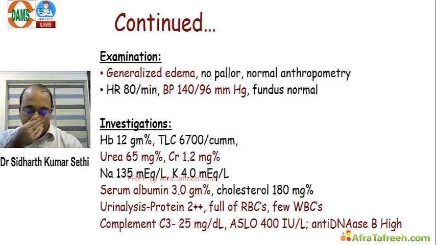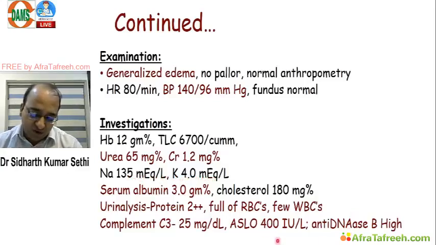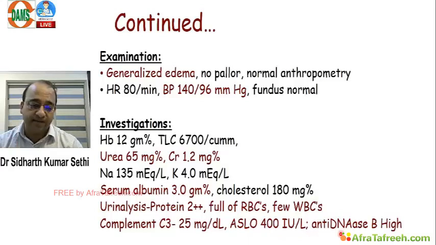So basically, we looked at ASO. Why did we look at ASO? ASO, anti-streptolysin O, and anti-DNase B are streptococcal antigens. So we are looking for evidence of a past streptococcal infection, group A beta hemolytic streptococcal infection. So there is evidence of group A beta hemolytic streptococcal infection.